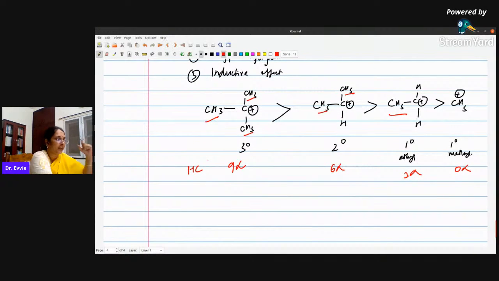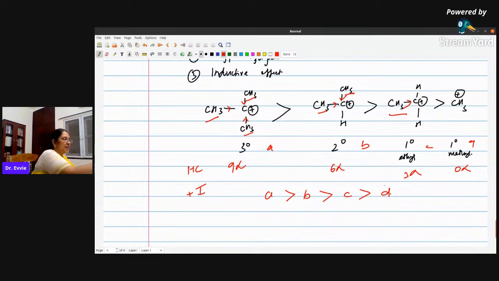And even as per your inductive effect, we know what the inductive effect is: electron donating group. The plus charge is very unstable. As I told you, all these charge carrying compounds are very unstable, so the plus charge has to be balanced. There are 3 electron donating groups here, 2 electron donating here, only 1 here, and none here. So as per both the inductive plus I effect and hyperconjugation, this is your order. Let me make it A, B, C, D. So the order will be A greater than B greater than C greater than D. This is your order.